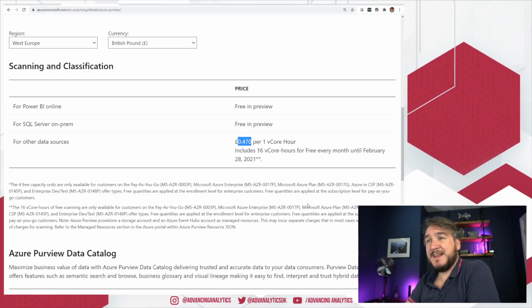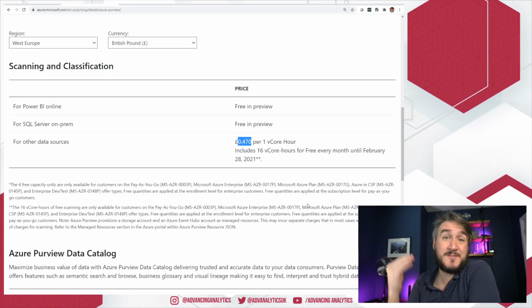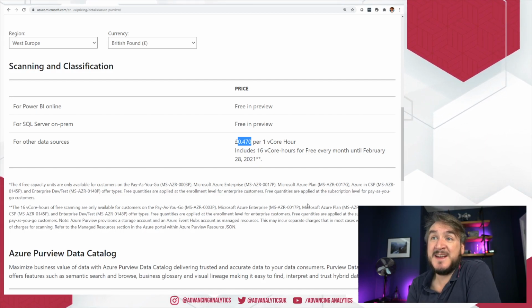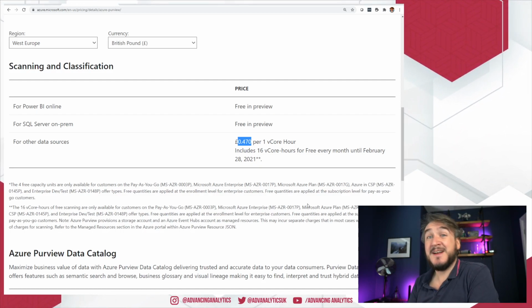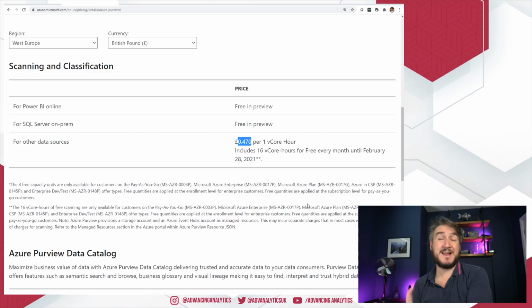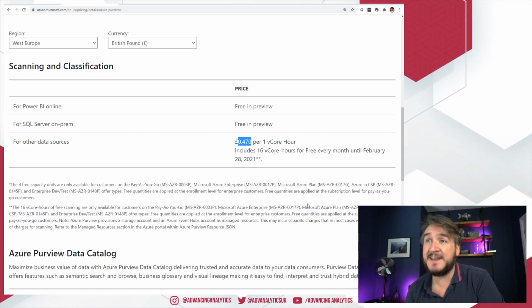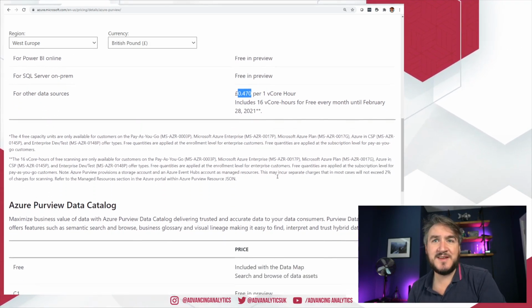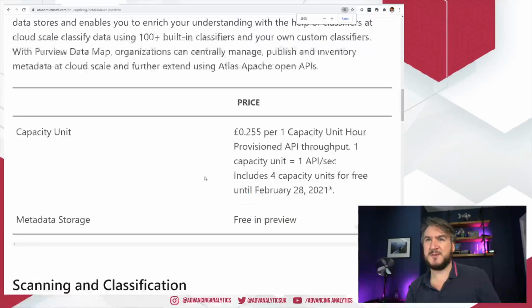So the overhead of scanning things and keeping things up to date, even if you're spending a couple of hours scanning a week, that's a couple of pounds, not too bad, depending on how many vCores it uses, and that's not particularly clear when you set up a scan. But it doesn't seem crazy. Now, the caveats I'm talking about are in here.